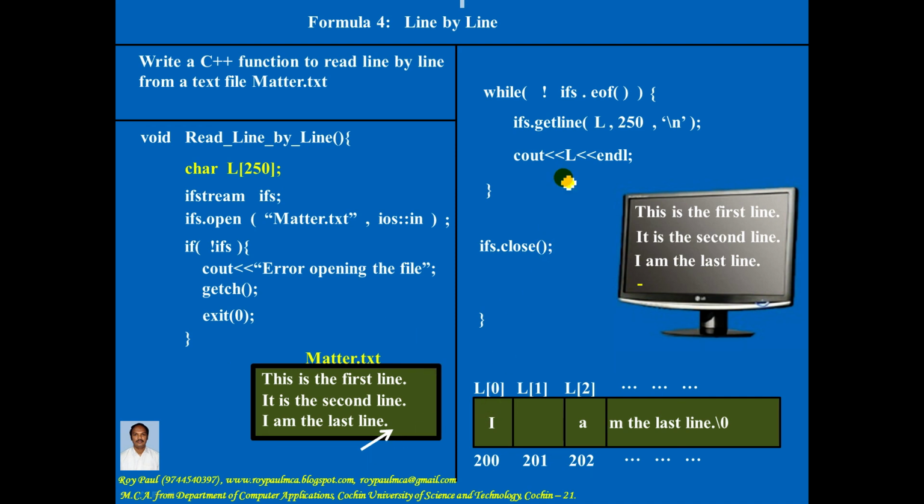So if you want to read line by line, this is the formula or the piece of code that you should make use of. And in order to get the first character of a line, you can use L of 0. So L of 0 will contain the first character of each and every line.